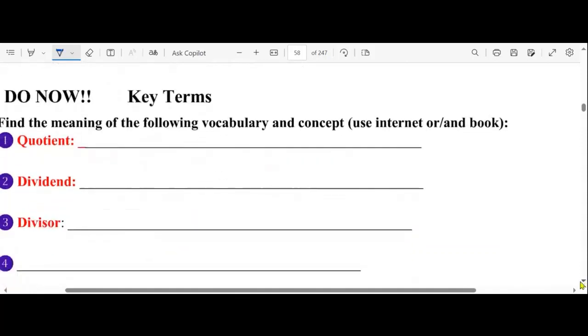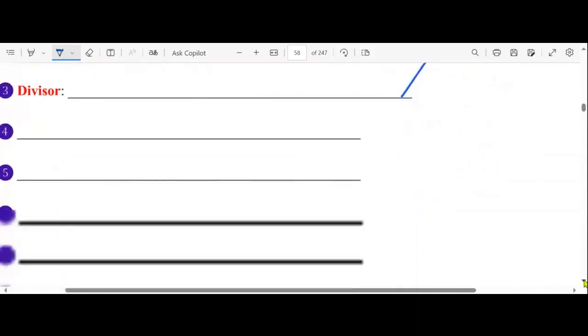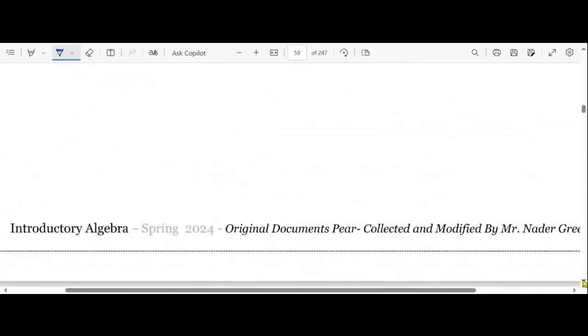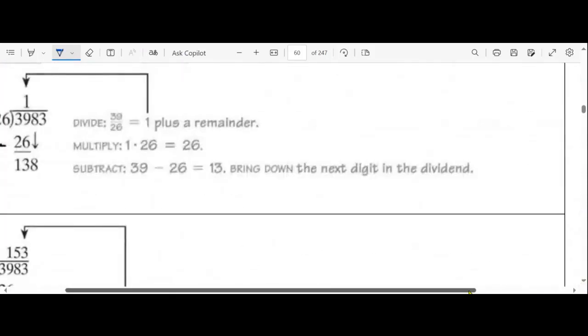You need the words here. Remember, we said which one is the divisor? The one here, right? And which one is the dividend? The top. This one here, right? And which one is the quotient? The result, right? So let's go to the summary. We look at the summary, right? Do we have a summary here? Yes.